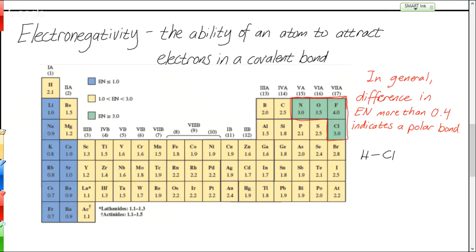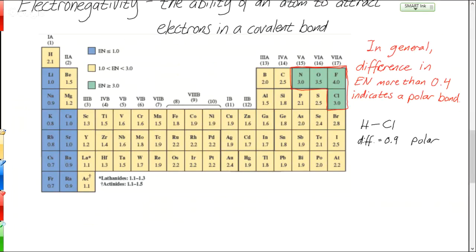So we look up H, which is 2.1. We look up Cl, which is 3.0. The difference is 0.9. So we would say that that one is polar. We're looking at the difference in the two electronegativities. So H is 2.1 and Cl is 3. 3 minus 2.1 equals 0.9. See that? Okay.